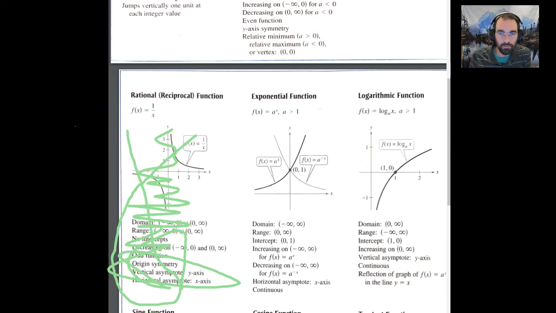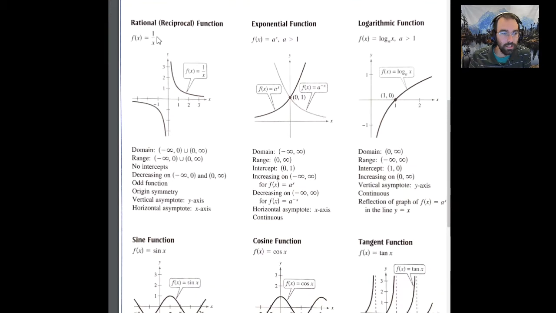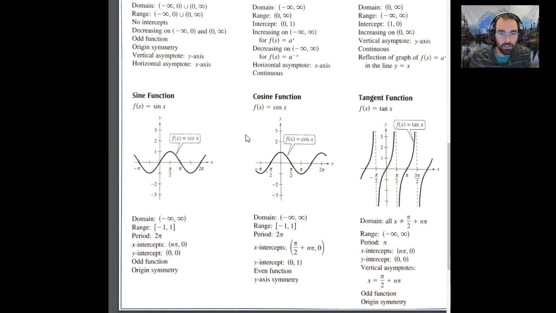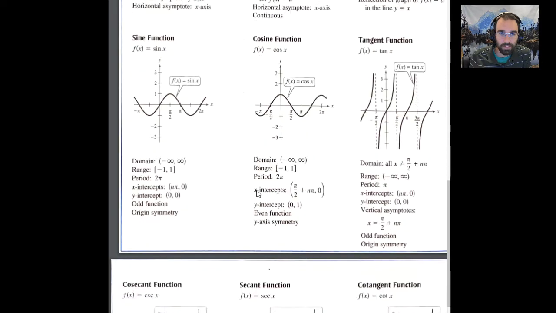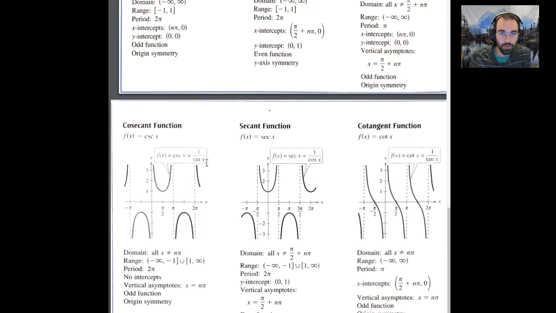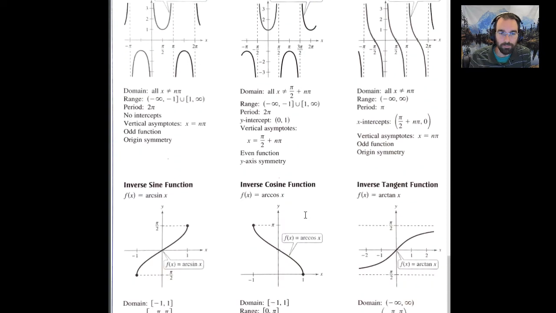If I go down, you need to know rational functions. You need to know exponential functions. We're not going to do logs now, but you do need to know logs eventually. So, but we're not doing logs right now. We're going to spend time on logs another time, okay? And then in the future, we're going to be doing sine, cosine, and tangent. And then in the even more future, we're going to be doing the reciprocal of those as well, okay?